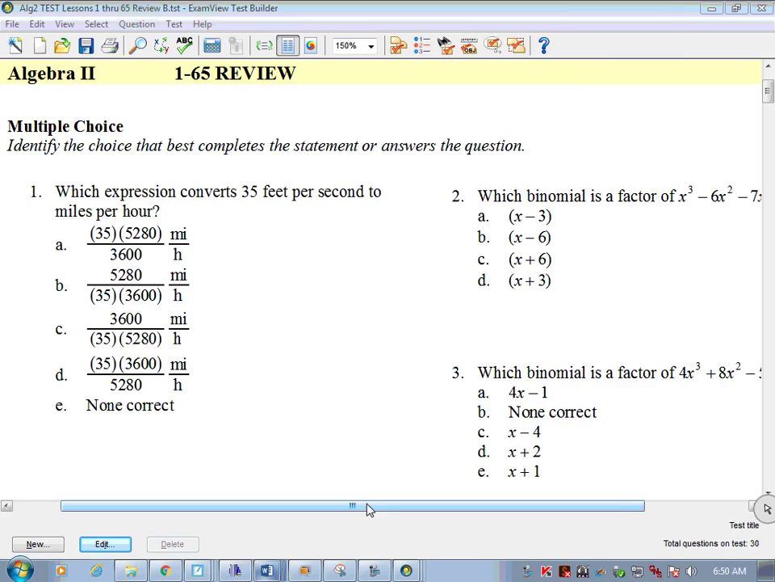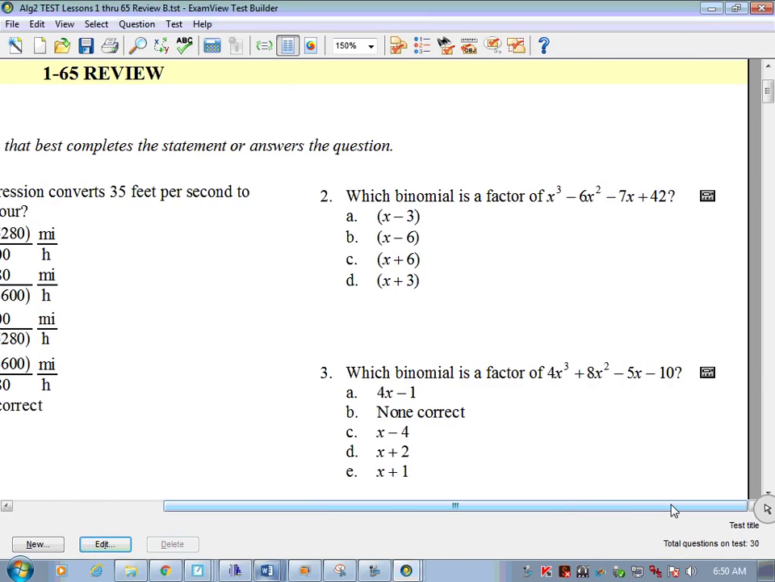Okay, all right, number 2, let's come across the way. Which binomial is a factor of x cubed minus 6x squared minus 7x minus 42? All right, so some of these can be kind of tricky. Some of these can be solved by grouping. Others you have to use synthetic division multiple times to find your answer. It's really nice when they do work by using grouping. So here we can take out an x squared.